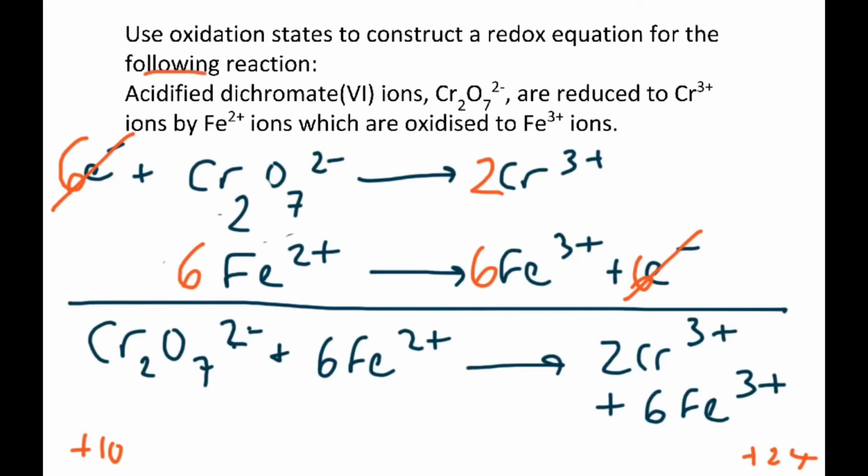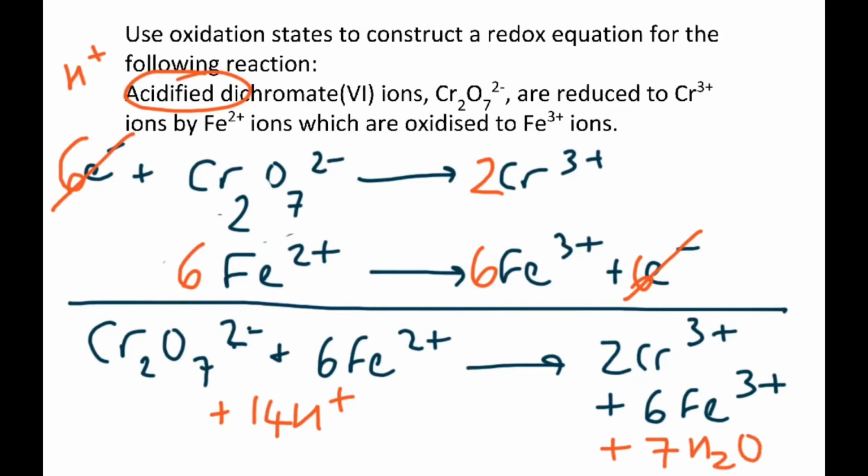We need to use the acid, H plus, to help us balance. So plus 10 on the left, plus 24 on the right, that means we're going to need 14 H pluses, and then we just need 7 waters because we've got 14 H's, and now your redox equation is balanced. Again, let's double check to make sure we haven't made a silly mistake. We've got 2 chromiums, 2 chromiums, 7 oxygens, 7 oxygens, 6 irons, 6 irons, 14 H's, 14 H's.